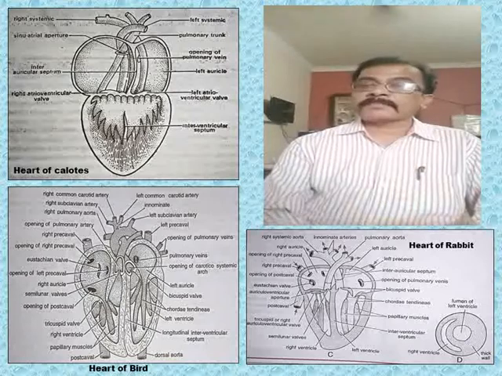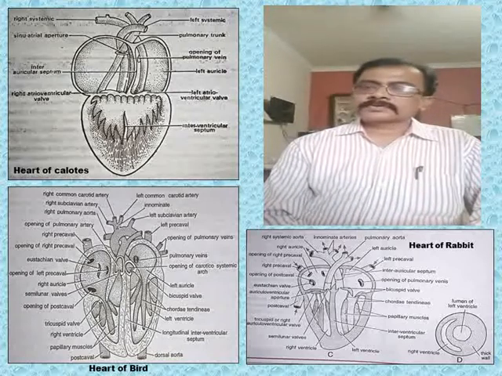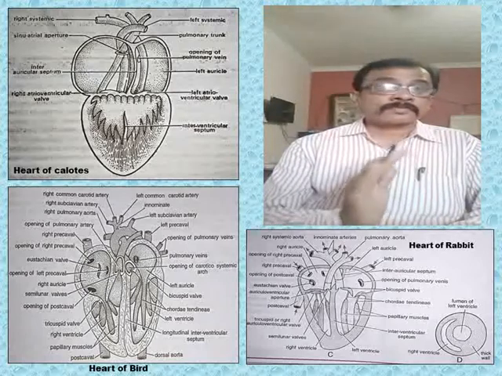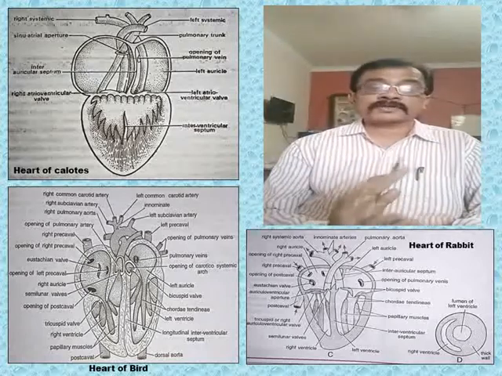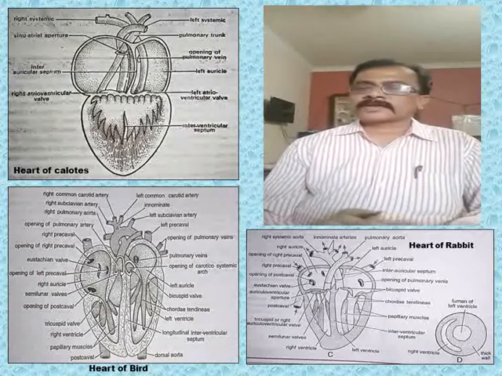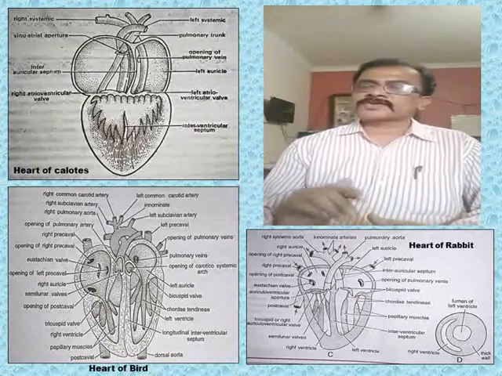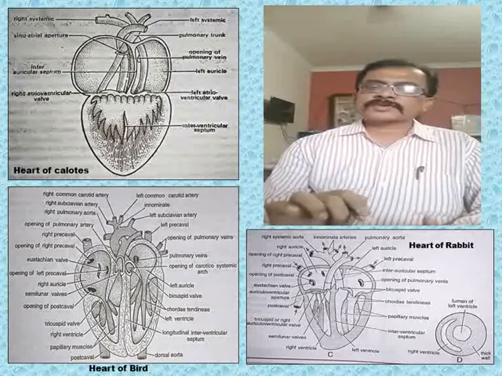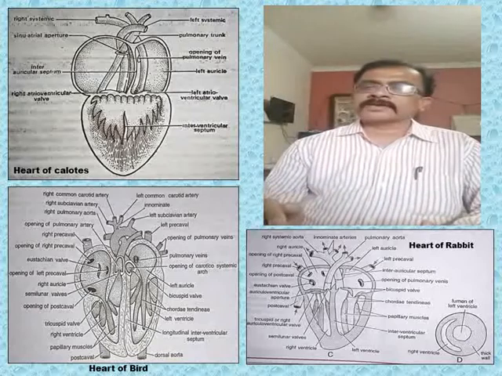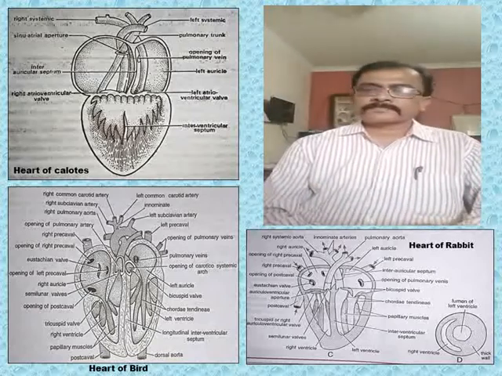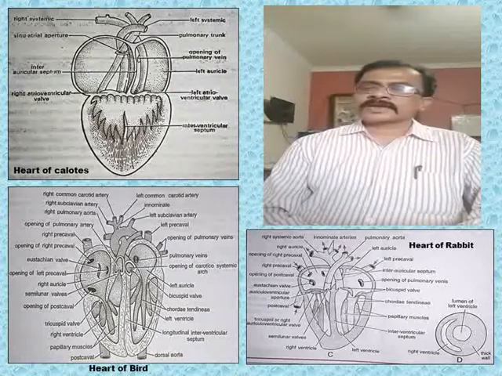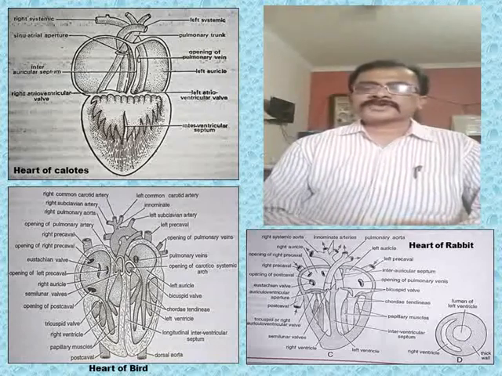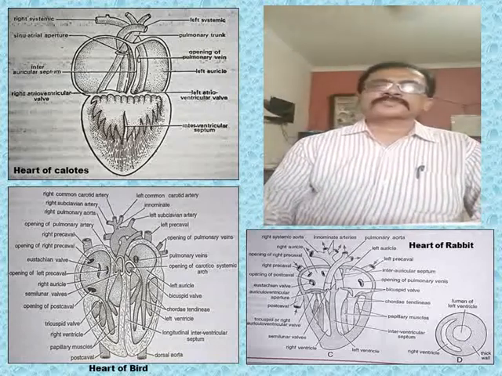But in case of mammal, it is the same as in birds, but the left systemic arises from the left ventricle, not from the right ventricle. Left systemic arises from left ventricle; right systemic and ventral aorta are absent. In case of bird, right systemic is present, but in case of mammal, left systemic is present. Right systemic and ventral aorta are absent in mammal, but in bird, left systemic and ventral aorta are absent.